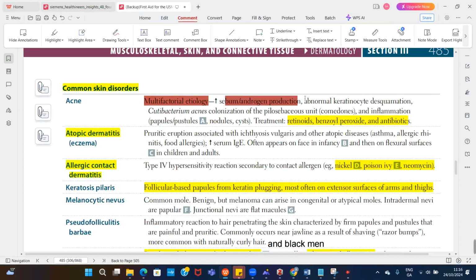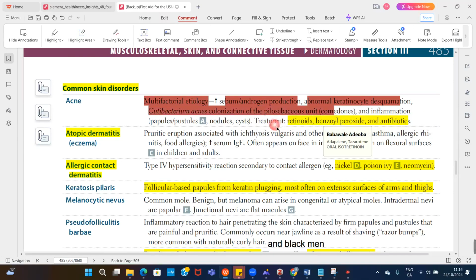The sebum is being produced, and there's a problem with the keratinocytes shedding off. That is going to attract the Cutibacterium acnes, and it's going to colonize the pilosebaceous unit because it wants to feed on the sebum. It likes an area that is filled with sebum. And when the bacteria thrives in that area, you are going to have an inflammatory response.